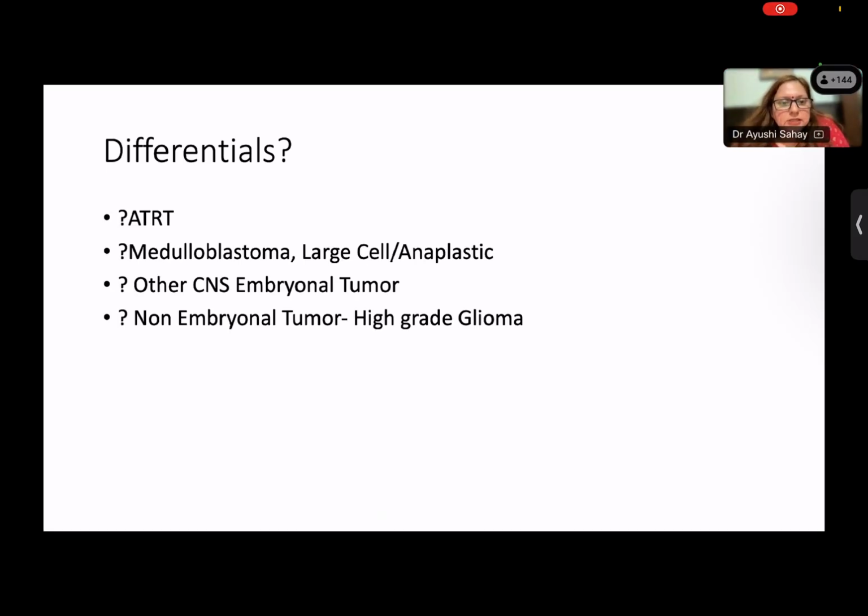So yes, we did have, of course, a differential of ATRT and medulloblastoma large cell anaplastic type, but we also wondered whether it could be any of the rarer CNS embryonal tumors, or, because of the pleomorphism and giant cells, whether this could be just a high-grade glioma. Could this be a non-embryonal tumor? Those with this kind of pleomorphism and multinuclear giant cells are seen. You have to start thinking laterally, not just because it has been called a medulloblastoma. Can these kinds of differentials also enter the picture? You always have to keep an open mind.